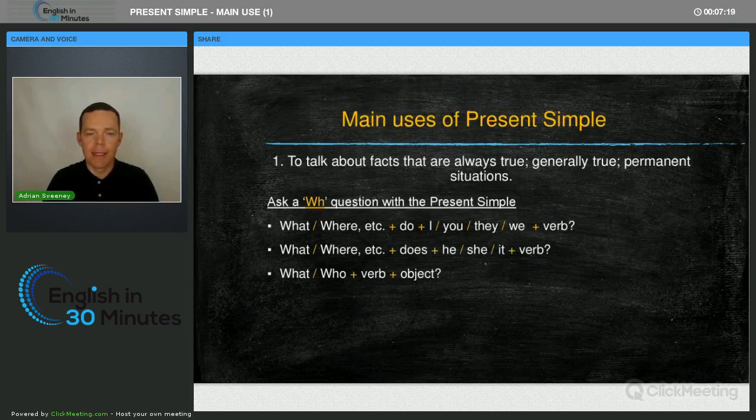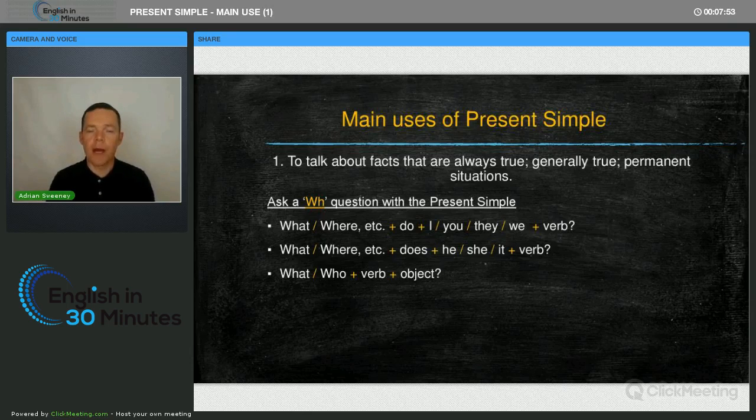In the third question, the question word, what or who, is the subject of the question. In the first two questions, he or she or you, they, we, that's the subject of the question. In the third question, what and who is the subject. If you want to see the differences between these two questions, please look at the form videos and I'll show you the different kinds of questions. Okay.